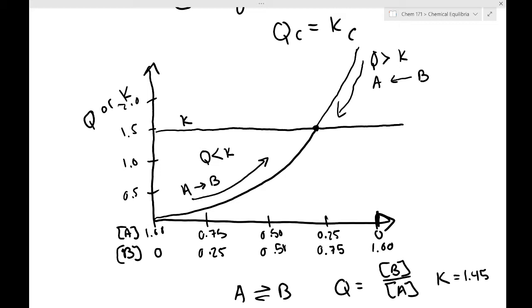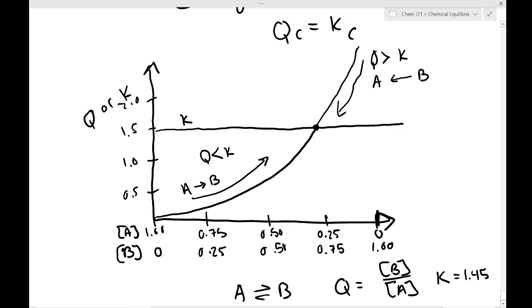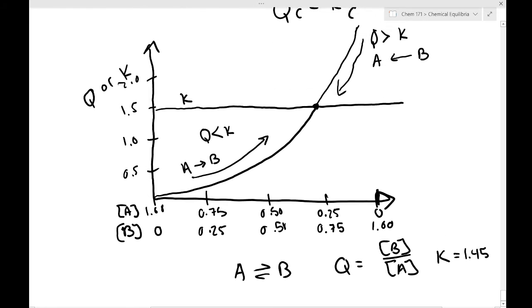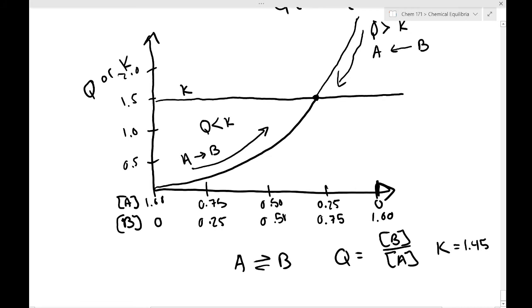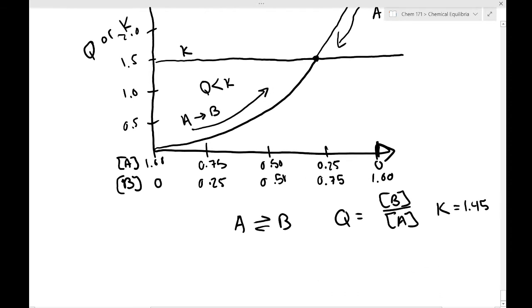Okay. So when Q is greater than K, the reaction tends towards the reactants. When Q is less than K, the reaction tends towards the products. When Q is equal to K, nothing changes. It's at equilibrium. Okay? So that's why calculating Q for any specific point in the reaction is very useful. It tells you where you are within the reaction, and it tells you how close or far you are from equilibrium. Okay?